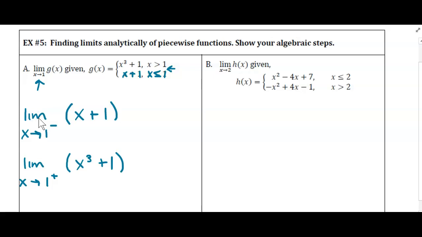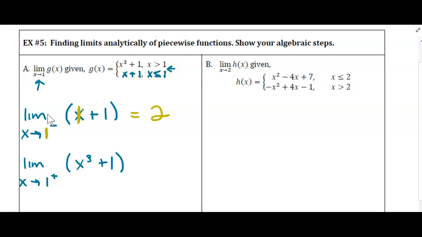For example, when I'm looking at this first limit, I can plug in this value 1 for x and evaluate my limit that way. Well, 1 plus 1 is 2. That's going to be the value of the limit as x approaches 1 from the left of this function.